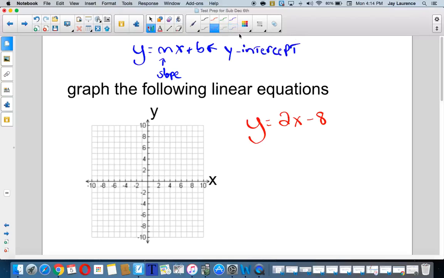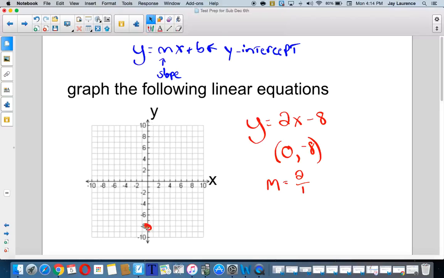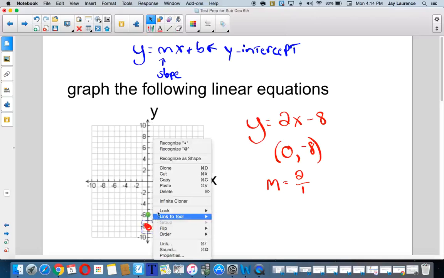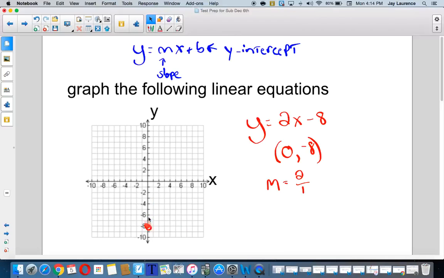All right, so this first one here, first thing I'm going to do is identify my y-intercept. Looks like it's going to be (0, negative 8). Next thing I'm going to do, identify my slope. m is going to equal 2, or 2 over 1. I'm going to plot the y-intercept, and then rise 2 and run 1, rise 2 and run 1, yes.